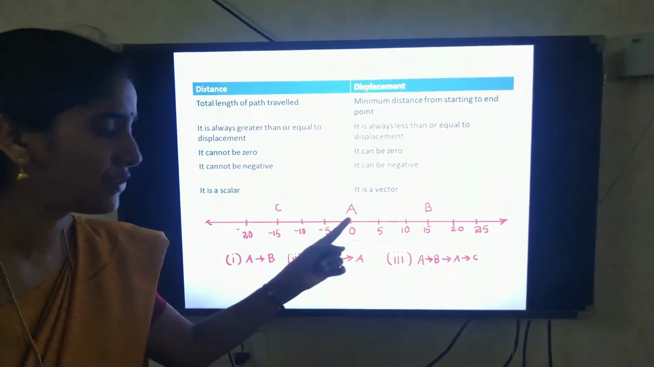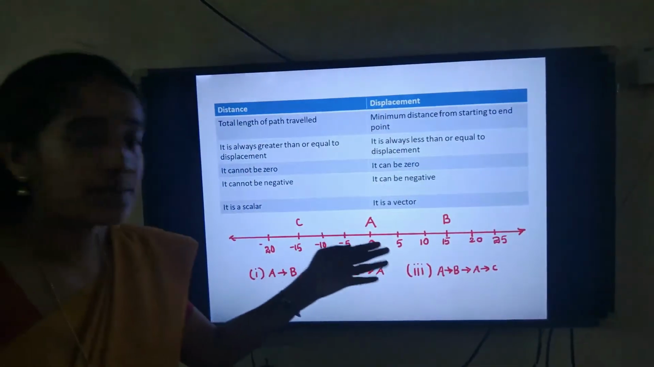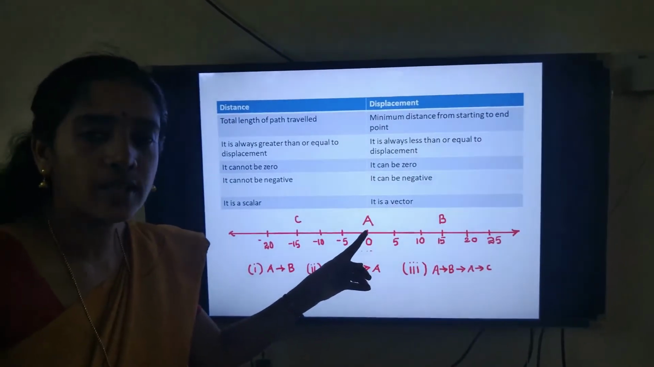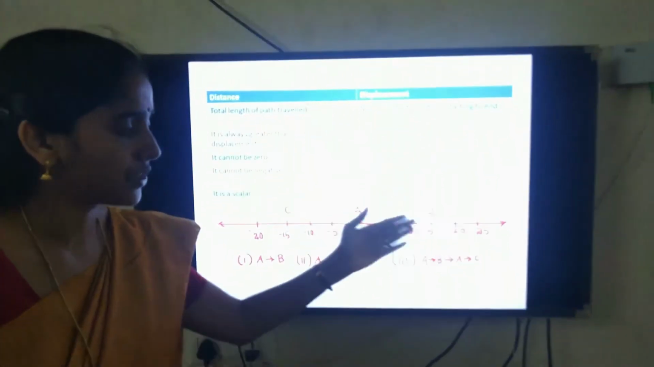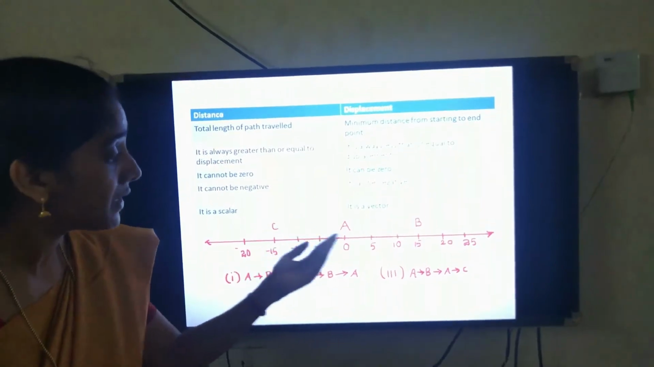15 plus 15. What is 15 plus 15? 30. And what about displacement in that situation? Starting from A and coming to A, so both the points are coinciding. So displacement is 0. So which quantity is bigger? Distance is bigger, greater than which one? Displacement.